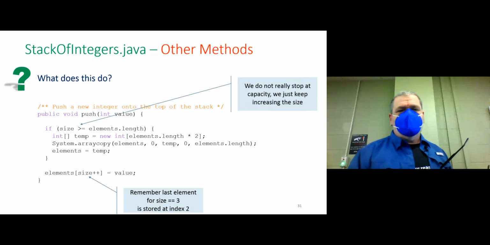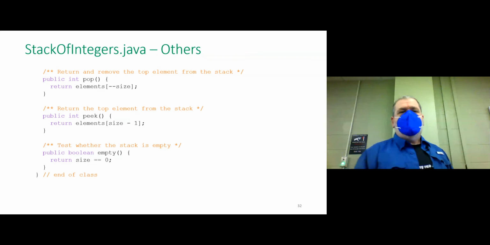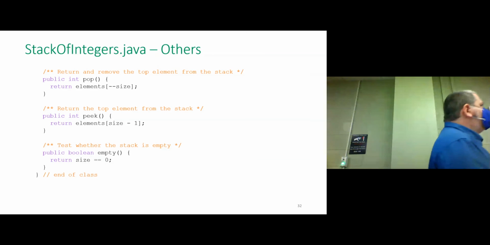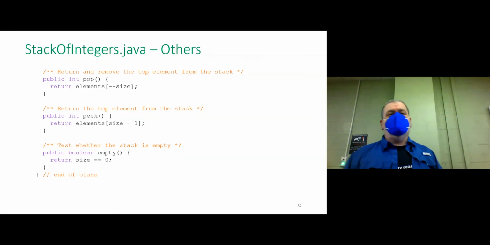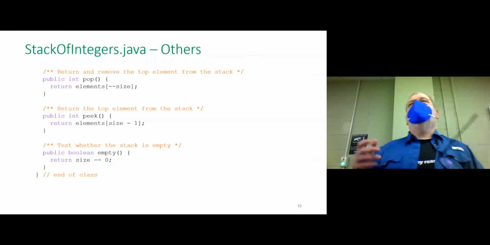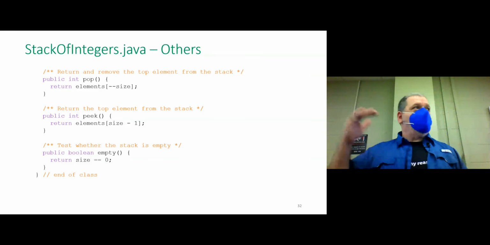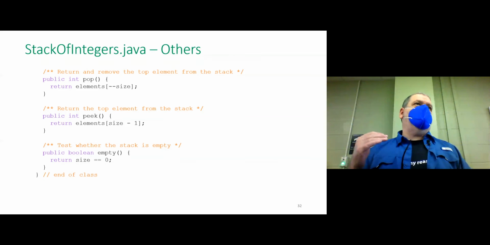The next slide that I ask you to take a look at doesn't have really much on it. It has 3 one-liner methods, okay? Pop, which is going to just return an element that is the last element in the stack, so the topmost element, and decrement the size.